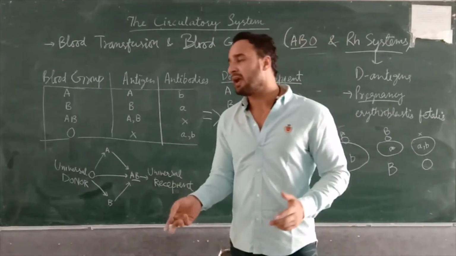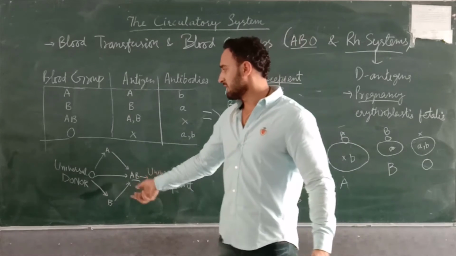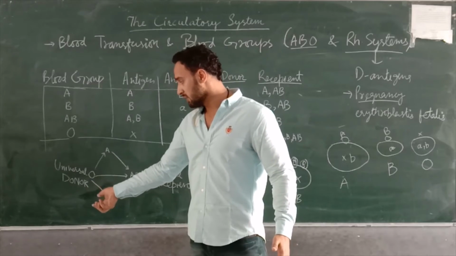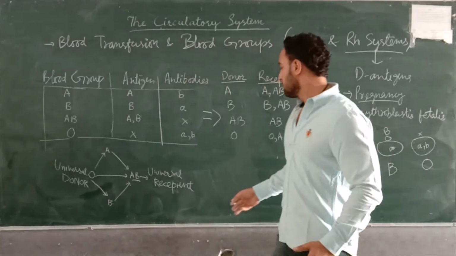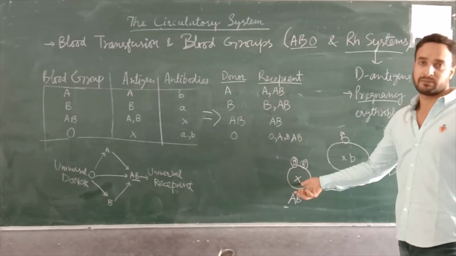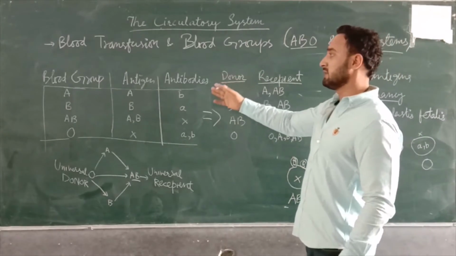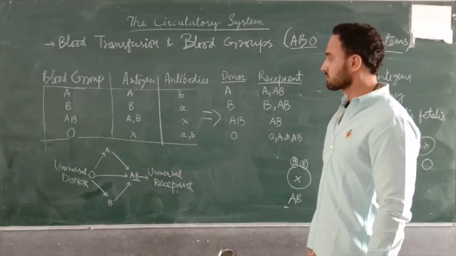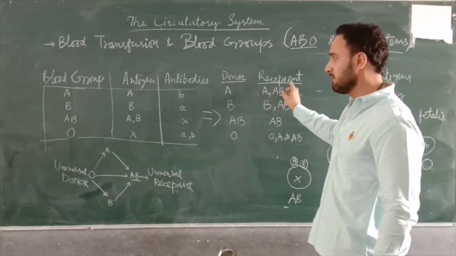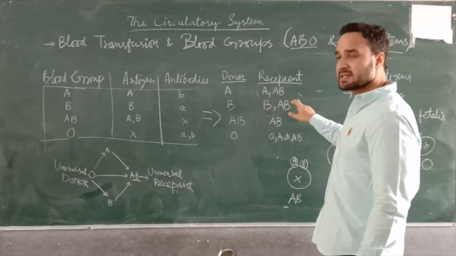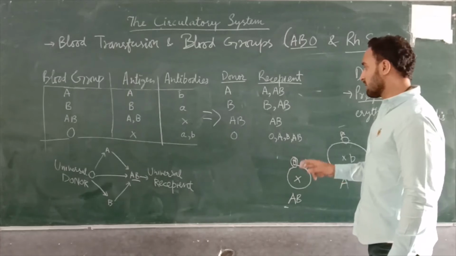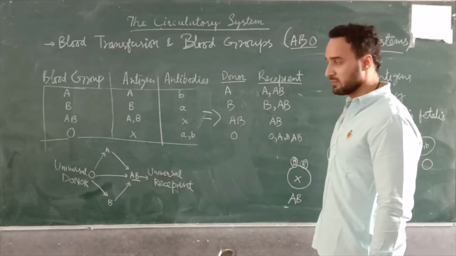It can receive blood from A, it can receive blood from AB, it can receive blood from O, it can receive blood from B. Why? Because the AB blood group does not have any antibody. This is what happens in the donor-recipient relationship, right? Blood group A can be donated to A as well as AB, B can be donated to B as well as AB, and this blood group AB can only be given to AB.